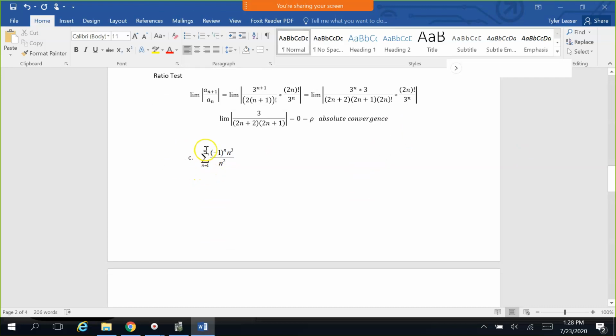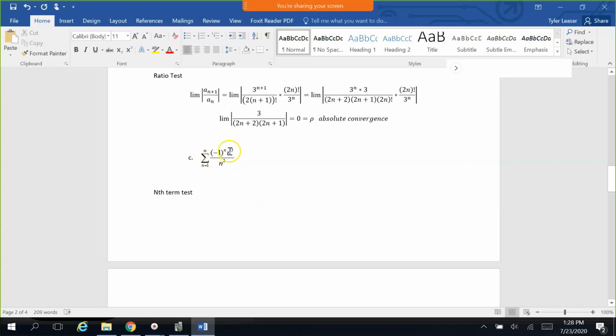The infinite sum, n equals 1 to infinity, negative 1 to the n cubed over n squared. So here we have this alternating part out in front. You could do the alternating series here and it would work out just fine. But I'm not even going to go to alternating series for this one. This one I'm just going to use the nth term test.